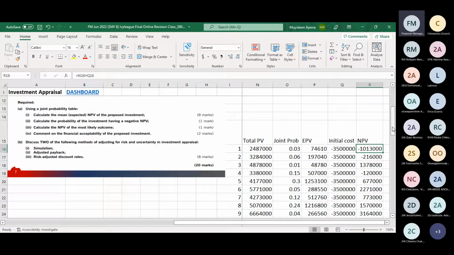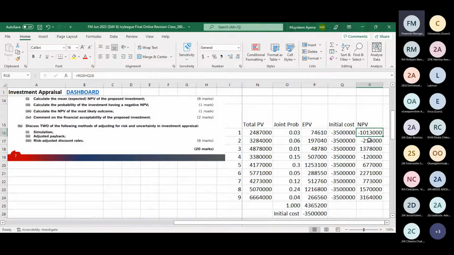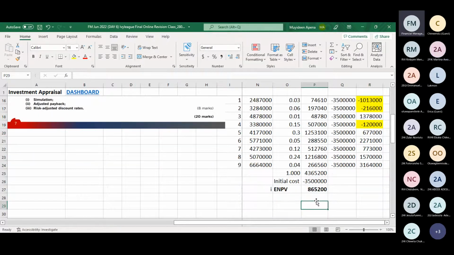So each scenario has its own value. The question says, calculate the probability of the investment having a negative NPV. One of the uses of probability analysis is to help detect the probability that the company can have a negative NPV on a project. So look at it now. Check for me those values that are negative. Can you see them? Yes, sir. So what is the likelihood of recording a negative NPV? That is what we are asked to solve in Roman figure 2.